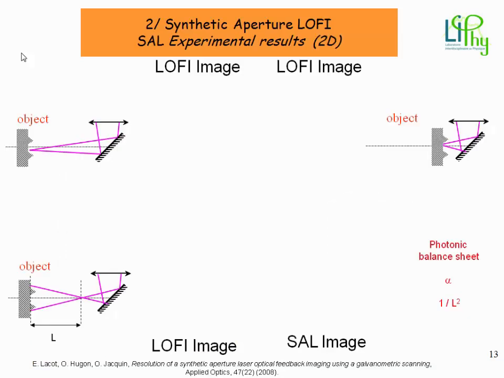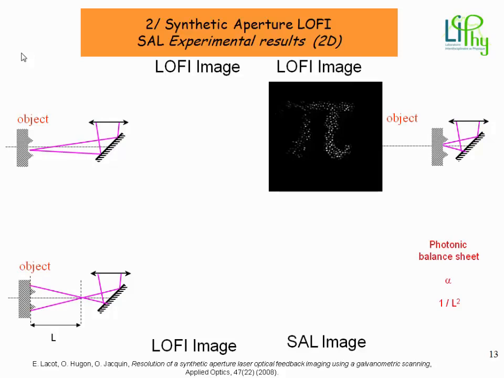So here we make a comparison between a conventional LOFI image obtained here and a synthetic aperture image which is obtained with this setup. The first image which is shown here is a conventional LOFI image obtained with a lens having a high numerical aperture, and as a result, the silica beads which are located behind the P-shaped hole are resolved.